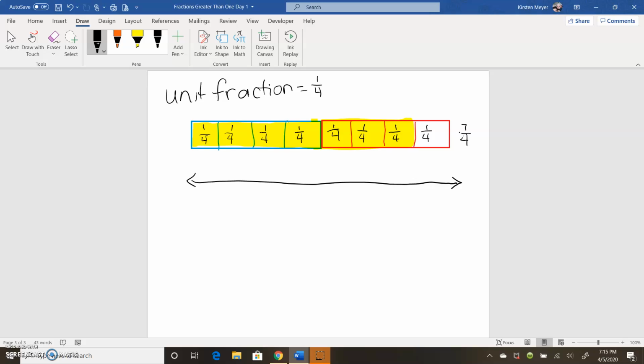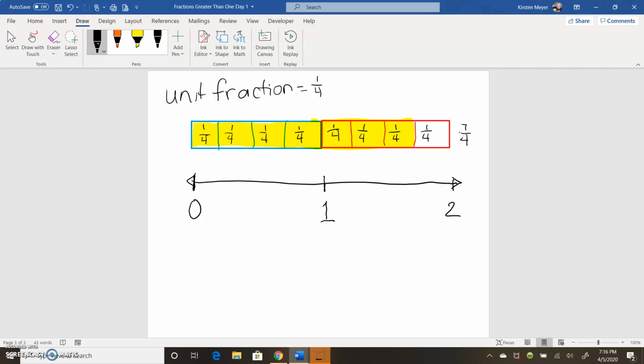I can also represent that on a number line. If I start at the end down here, I know I have 0. If I go all the way to the end of the first whole, I know that would be 1 whole. And if I count all the way to the end, I know that I have 2 wholes. 1 whole, 2 wholes.